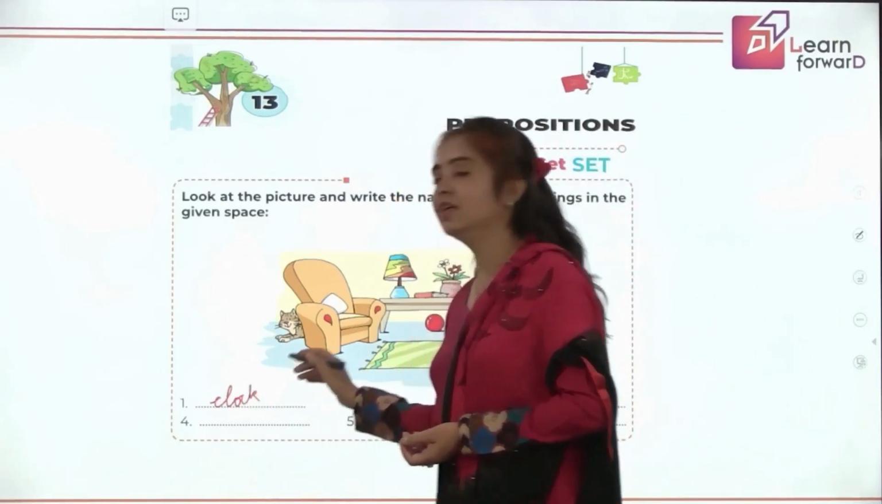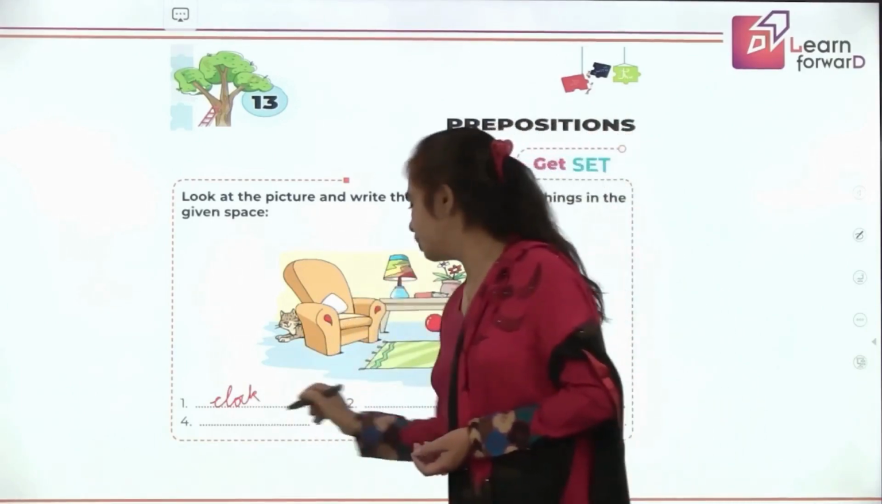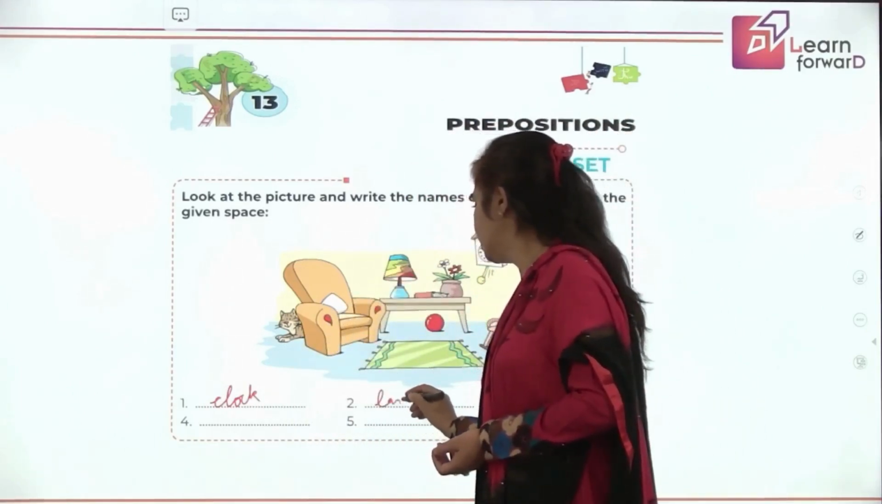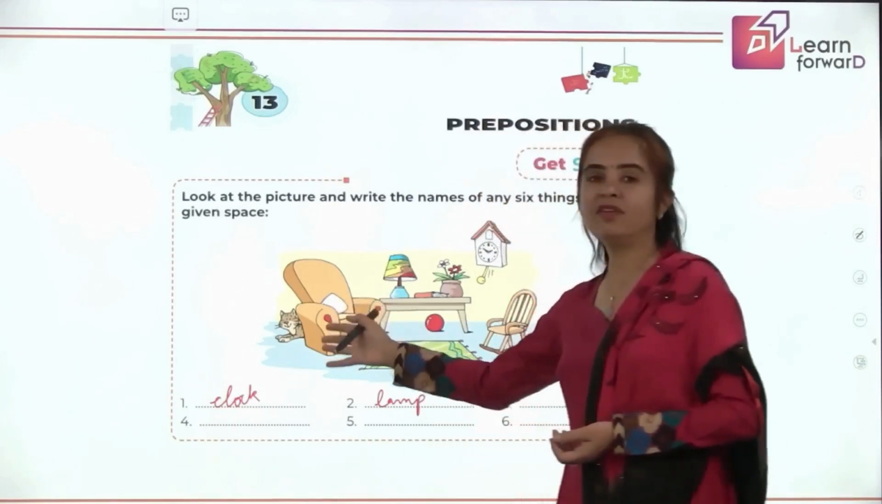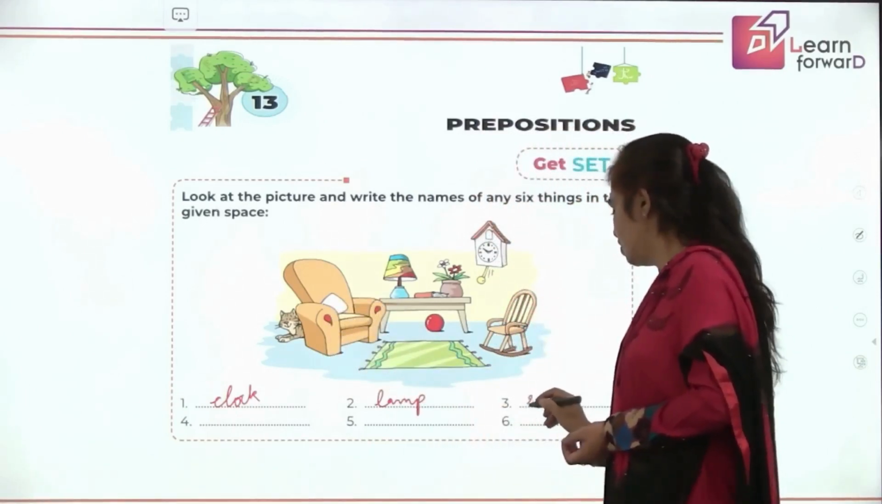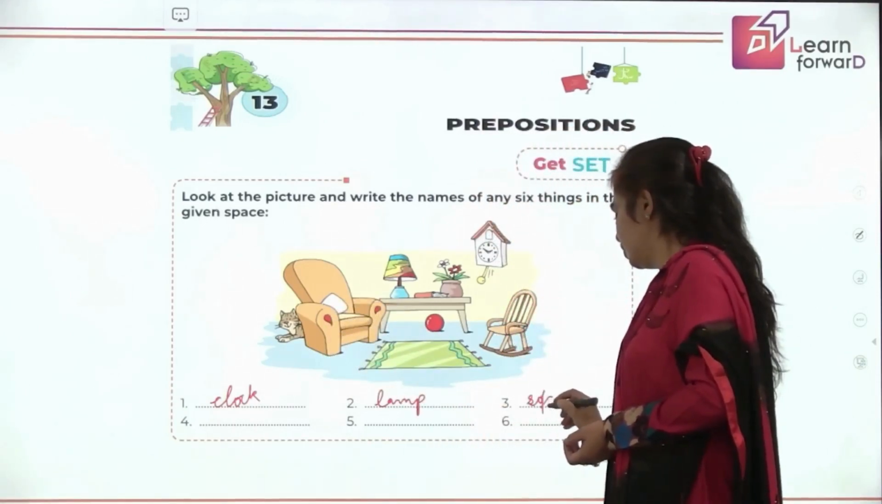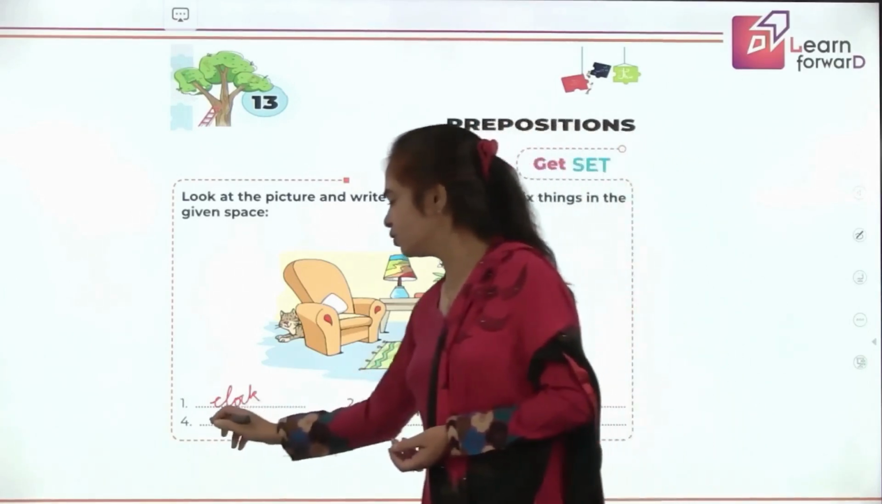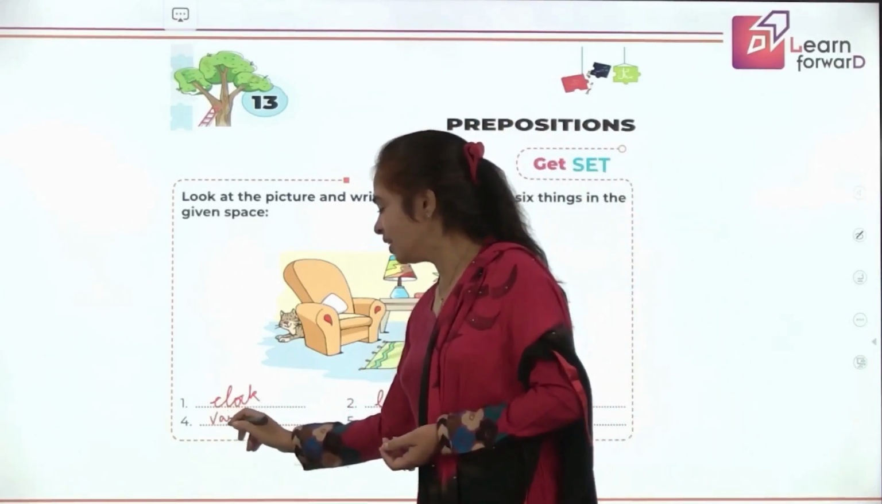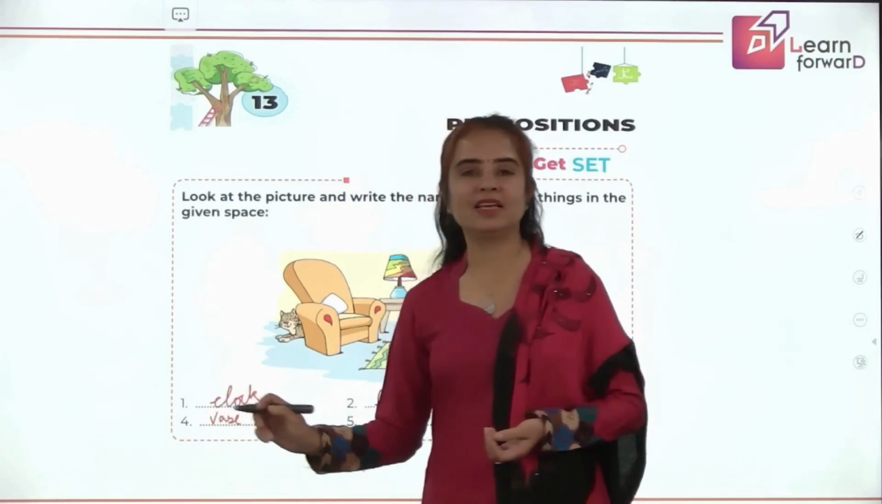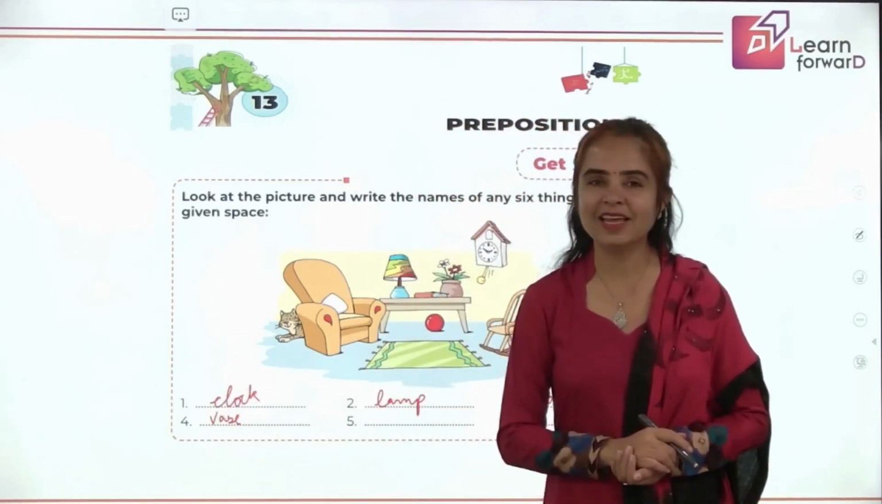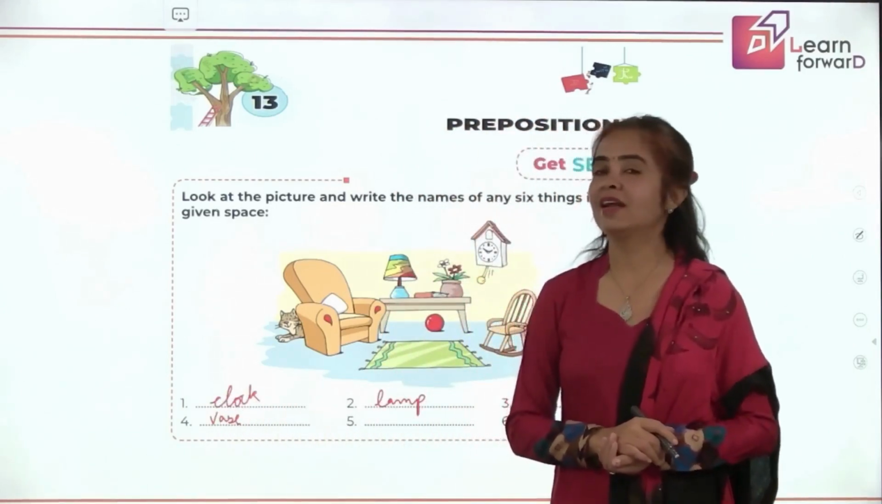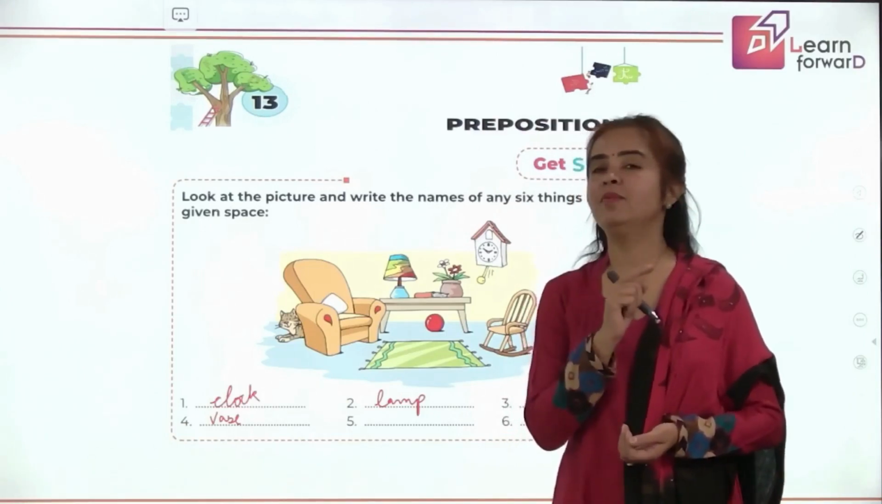Then we have the lamp. And we have the sofa. We have the vase also. Cat. I can hear somebody saying cat. Is cat a thing? No. Cat is not a thing. It is an animal. We are not going to write.